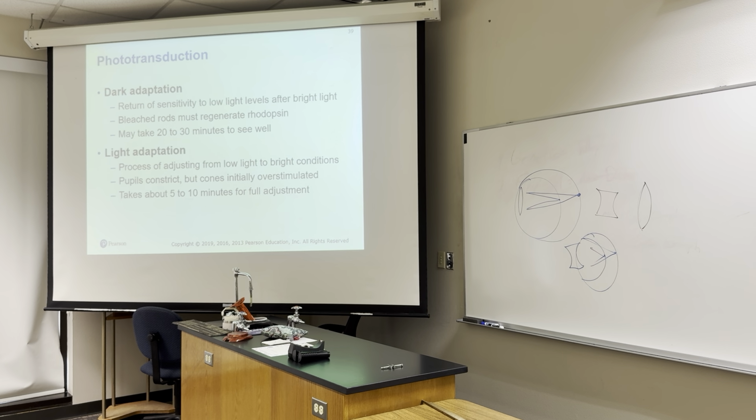Every time you become adapted to light, what does that mean? Should the sensitivity of the retina increase or decrease? Decrease, because in the light you want to decrease the sensitivity of the retina. In the process of adjustment from low light to bright conditions, pupils constrict, but cones were initially overstimulated and it takes about 5 to 10 minutes for full adjustment, and it usually decreases the sensitivity of the retina.